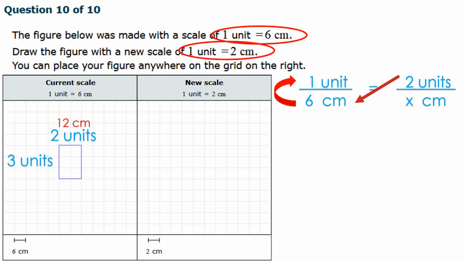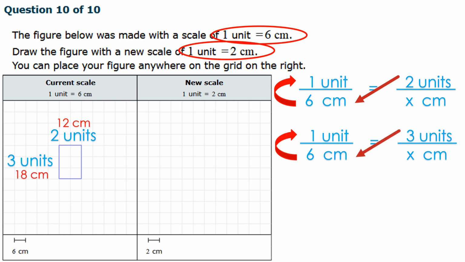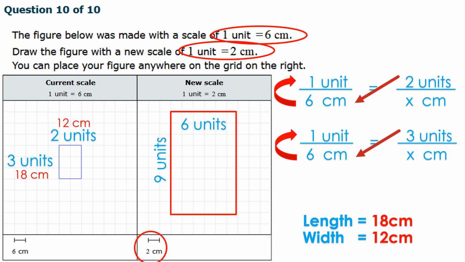Now for the length, we have 3 units because there's 3 boxes going up or down. So we take our same scale factor, put in the 3 units, and our length is now 18 centimeters. So if we take those two numbers and we realize that each box is 2 centimeters, that's going to mean that the length should be 9 units across and the width should be 12 centimeters. So that means it's going to be 6 boxes. So your shape should look something like this.